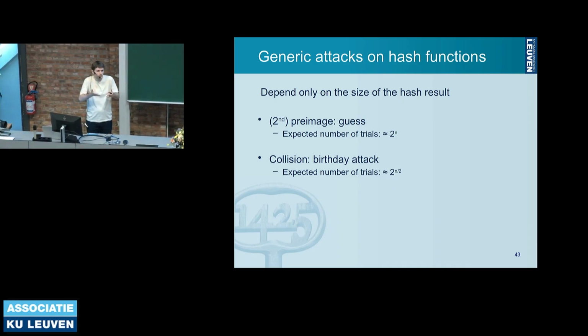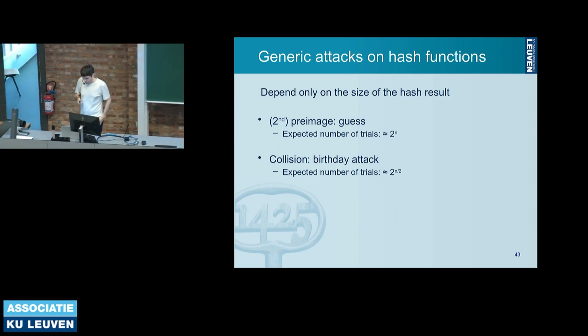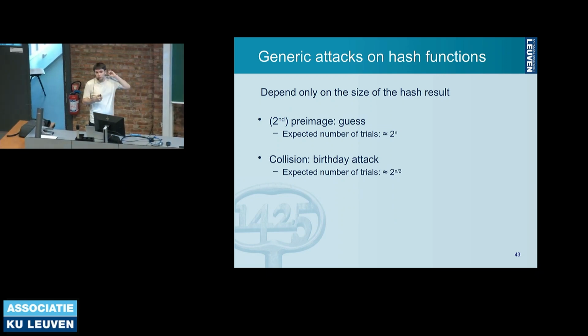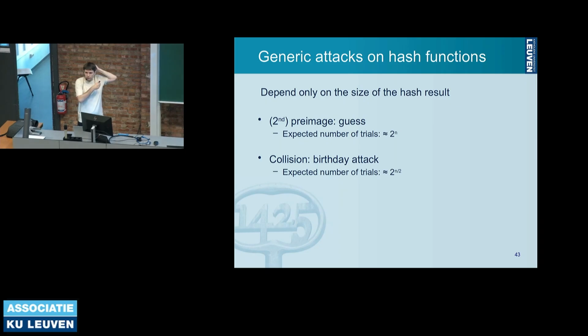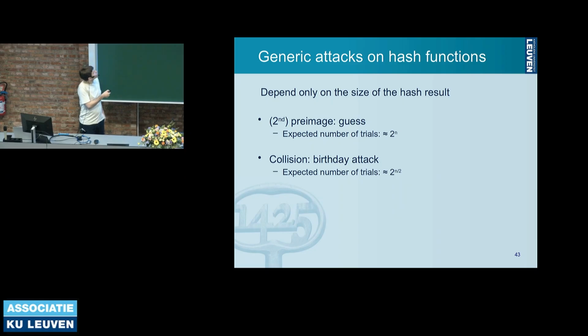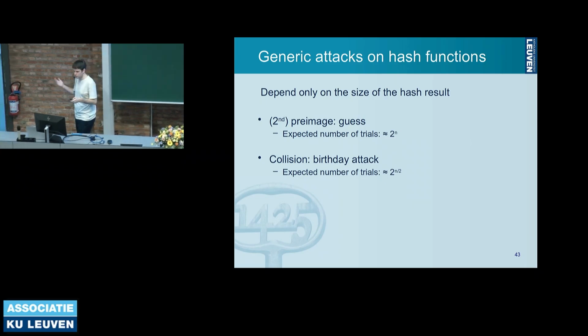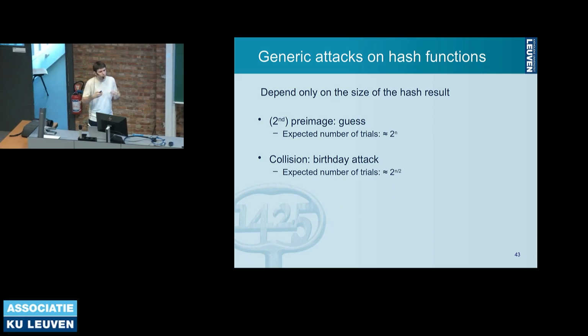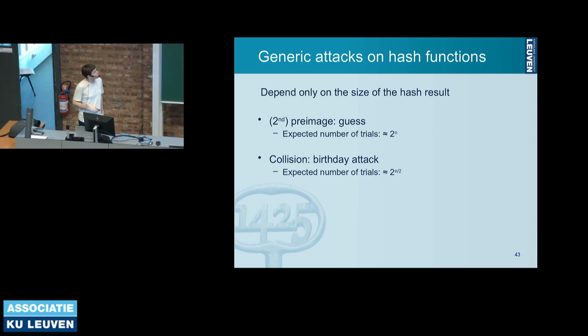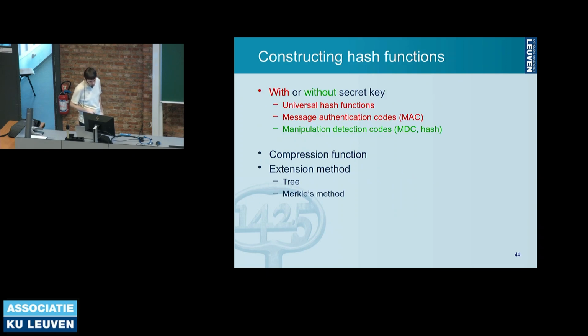For the collision attack, you can again use the birthday problem, which we already saw in the context of the encryption modes. Here you can just take a set of square root of 2 to the n different messages, but that gives you 2 to the n pairs of messages, and then each pair has a probability of collision of 2 to the minus n, so you again expect to find a collision. So collisions are much easier, relative to the output length, than preimages.